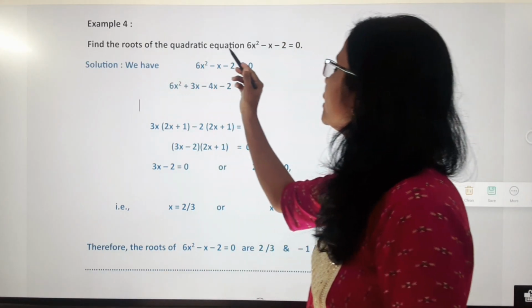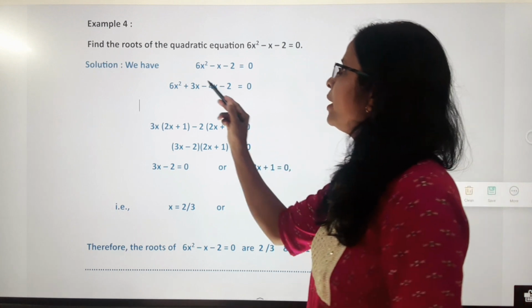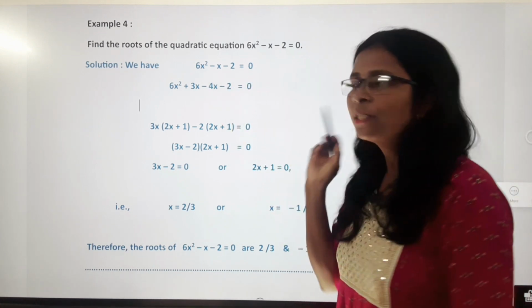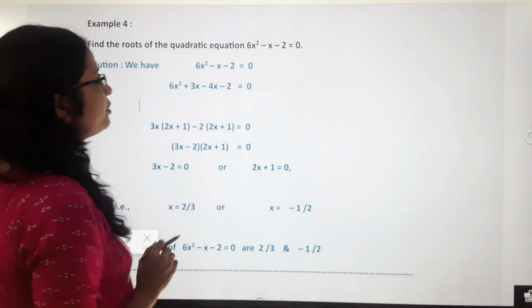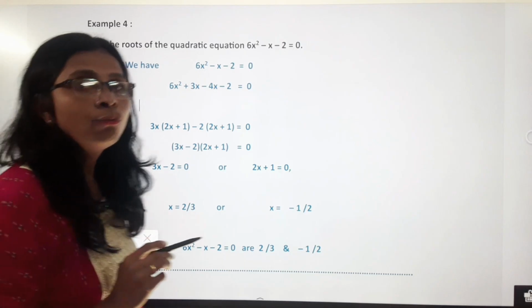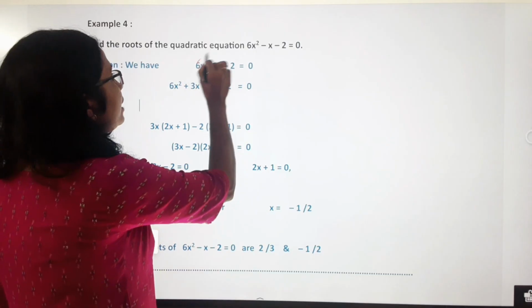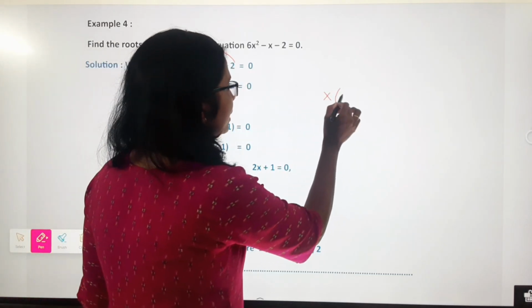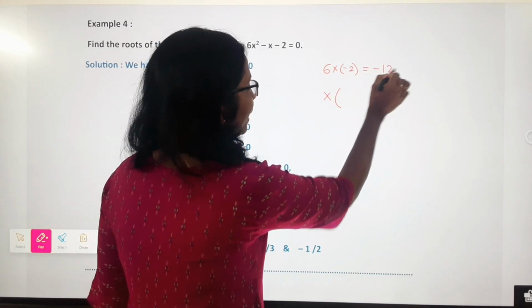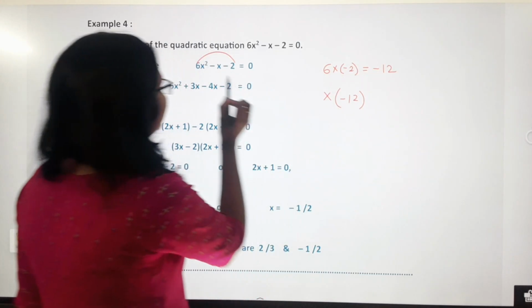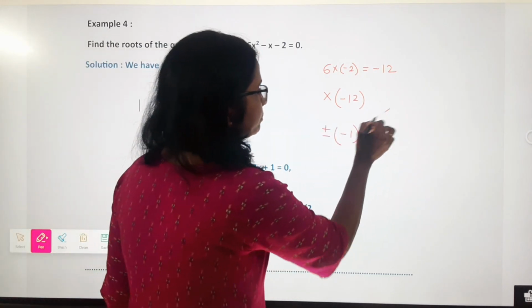Find the roots of the quadratic equation 6x square minus x minus 2 is equal to 0. Now here we have the quadratic equation. Now we have to factorize, we have to find out the roots. How can we find the roots? We search for two numbers whose multiplication is 6 into minus 2, that means minus 12, and whose addition or subtraction gives minus 1.